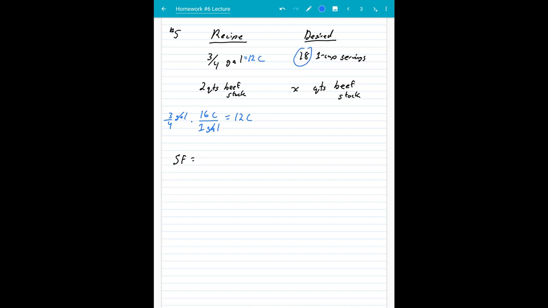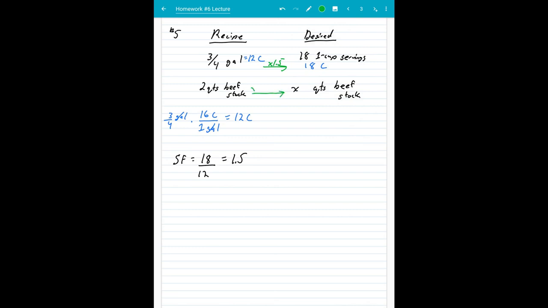This one, remember, it's 18 times 1, so that ends up making 18 cups total. So if it said 18 2-cup servings, like there's a 2 here, we'd still have to multiply that, and that would make 36 cups in total. But here it's 18 1-cup servings, so 18 is the total. Now we can find our scale factor. So our scale factor is going to be desired, which is 18 cups, divided by 12 cups. 18 divided by 12 gives us 1.5.